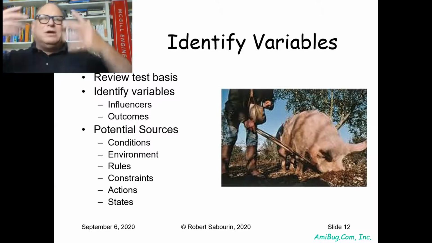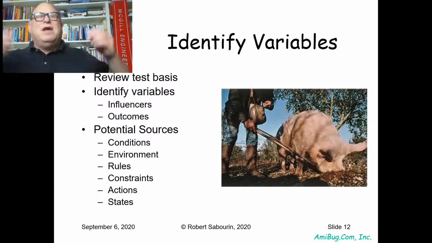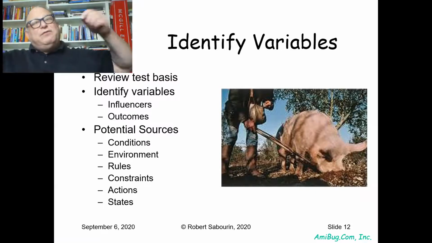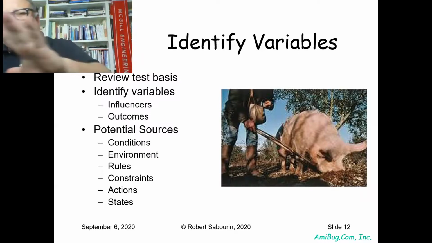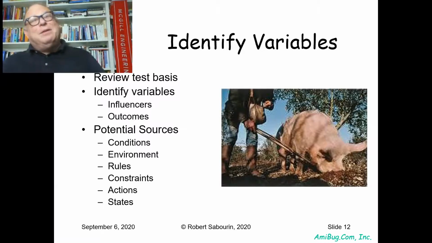So when we're reviewing it, we're looking for variables, things that can change, that influence or are influenced by the behavior of the software. We're interested in variables relating to what influences the system, but also what are the variable outcomes, what is influenced by the system. And where do we get this information?